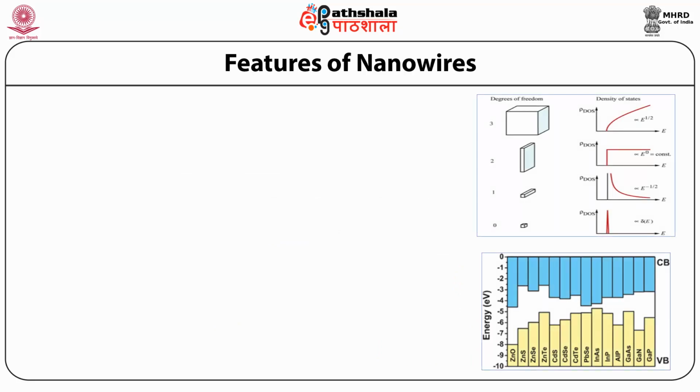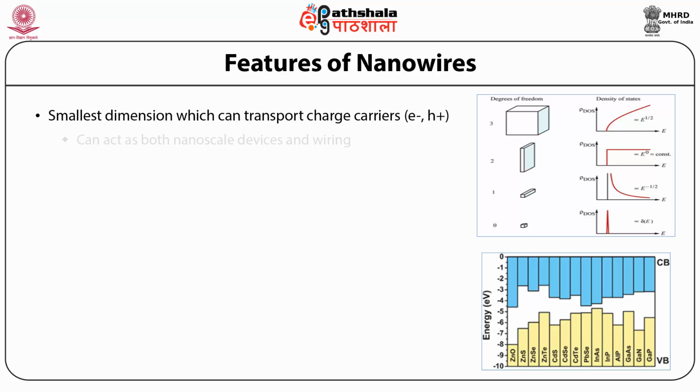Let us now discuss the features of nanowires. They have smaller dimensions, which can transport the charge carriers, that is electron e minus and hole h plus, and can act as both nanoscale devices and wiring. They have unique density of states. As shown in this figure, we have the different degrees of freedom, varying from 0 to 3, and the corresponding graph for the density of states.